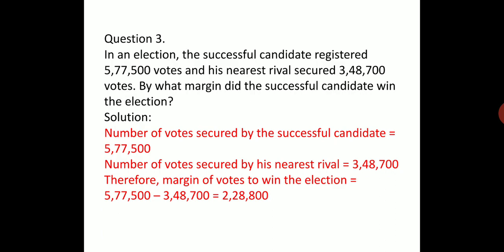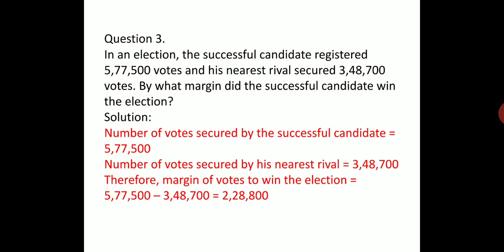Now if there are two candidates, one will be the winner and one will be the loser. Here, by how much the loser is losing, that we have to calculate. The number of votes secured by the successful candidate, who has already won the election, is 5,77,500. And the number of votes secured by the nearest rival, meaning after the successful one the next one, is 3,48,700. Therefore, the margin of votes to win the election.